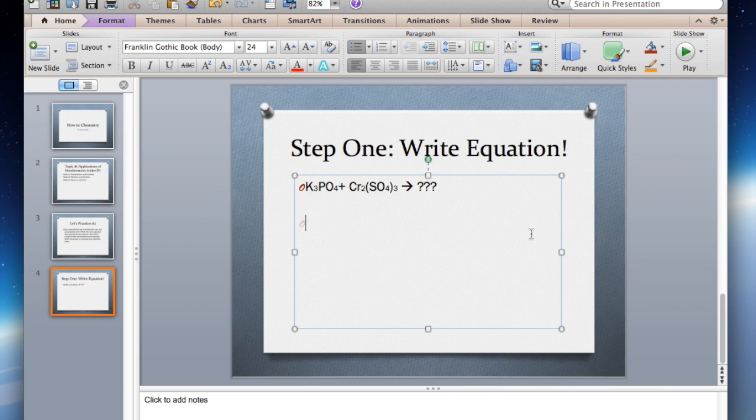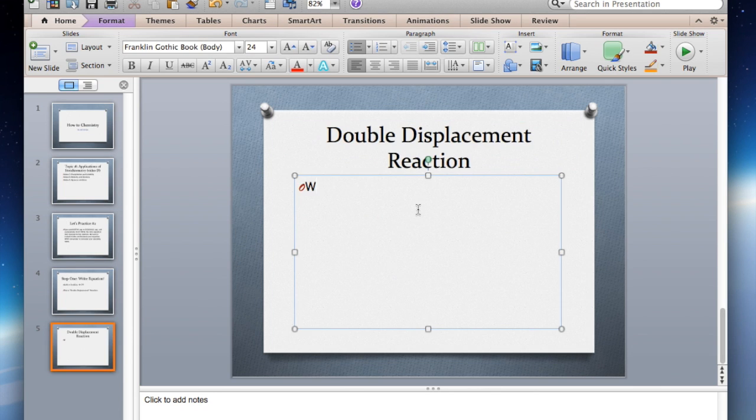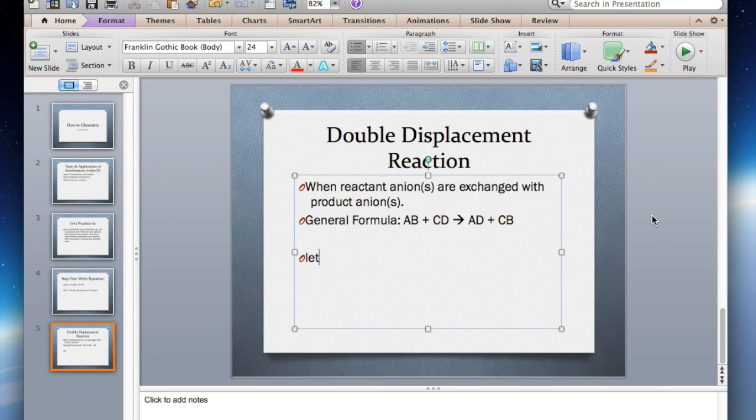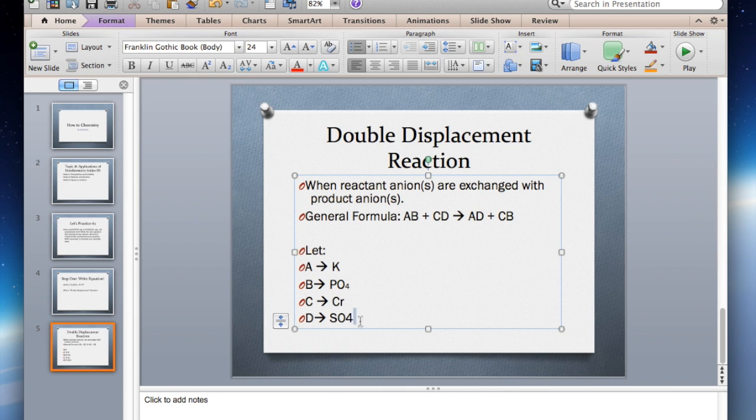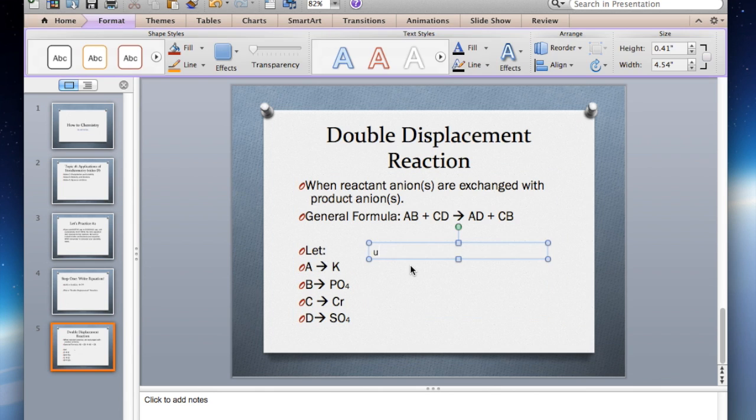So this is a double displacement reaction where reactant anions are exchanged with product anions, and the general formula for this is AB plus CD yields AD plus CB. Now let's assign the variables. A is potassium, B is phosphate, C is chromium, and D is sulfate. Following this, A potassium will pair with D sulfate, and B phosphate will pair with C chromium. The chromium will come first in your reaction. So that's how we use the general formula to figure out what our products are.